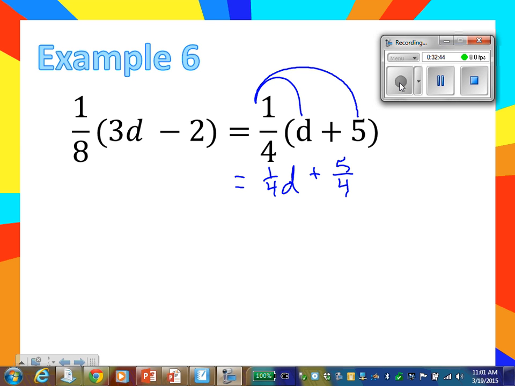Now what? What do I do on this side? So 1/8 times 3D. I'm going to help you out. That gives you 3/8 D. Then what? Times negative 2. Awesome. And that's going to give you negative 1/4. Is that right? Okay, now what?